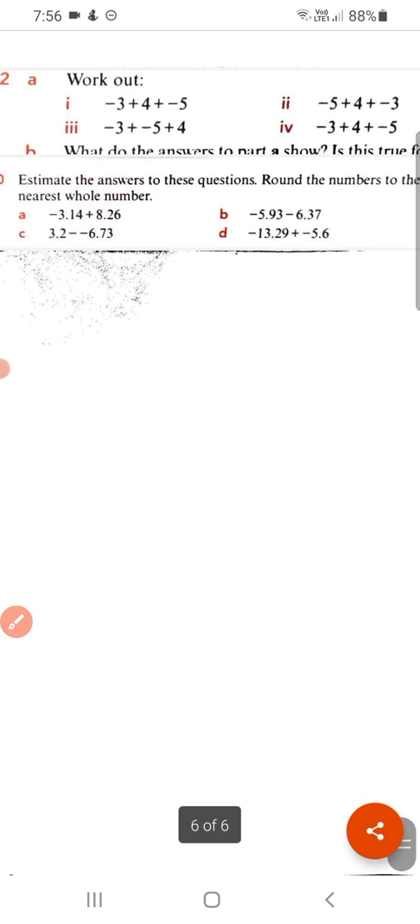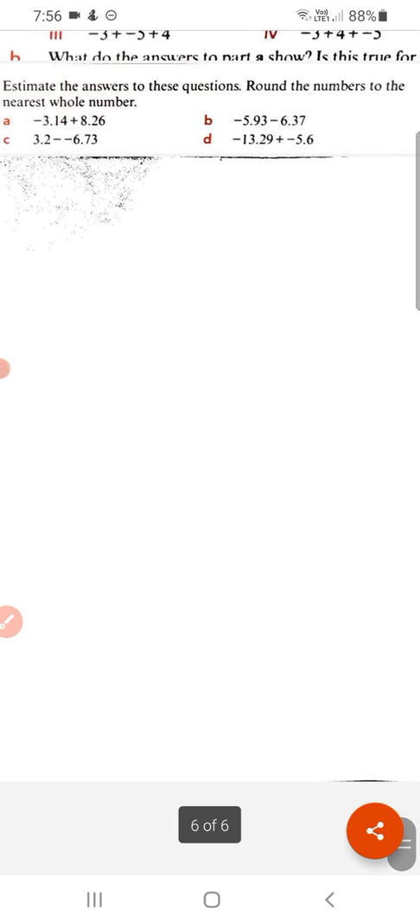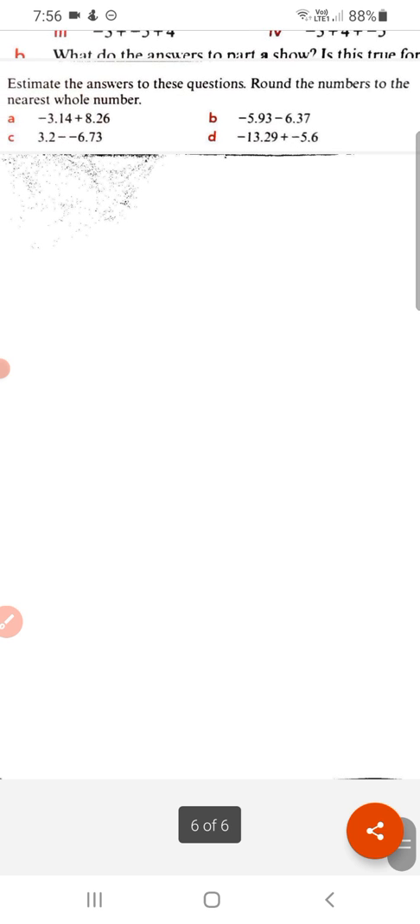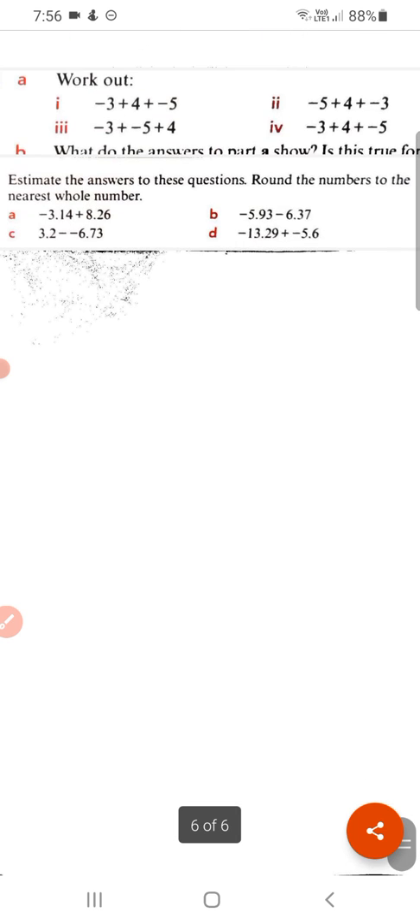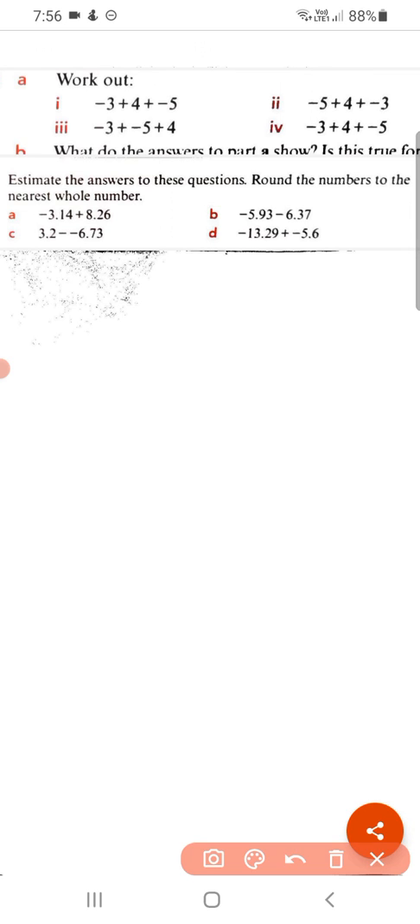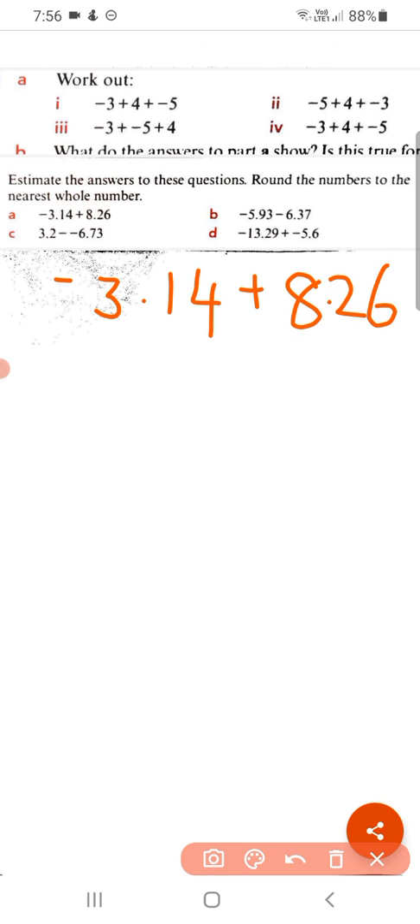Next is, estimate the answers to these questions. Round the numbers to the nearest whole number. Estimate means, children, here we are adding decimal numbers. You already learned about decimals. Decimal numbers have a dot.